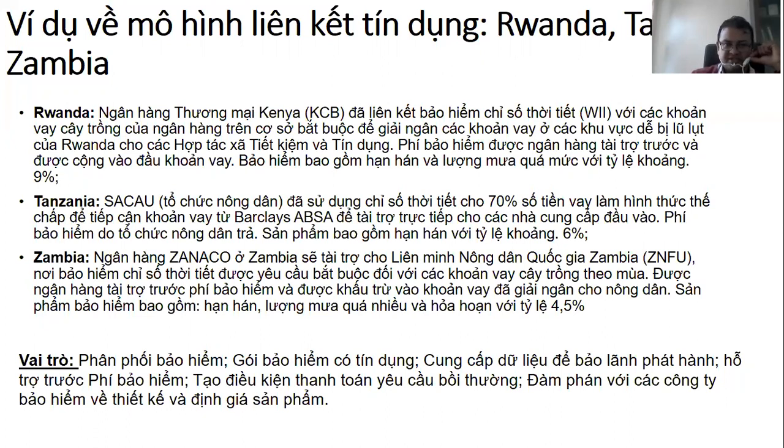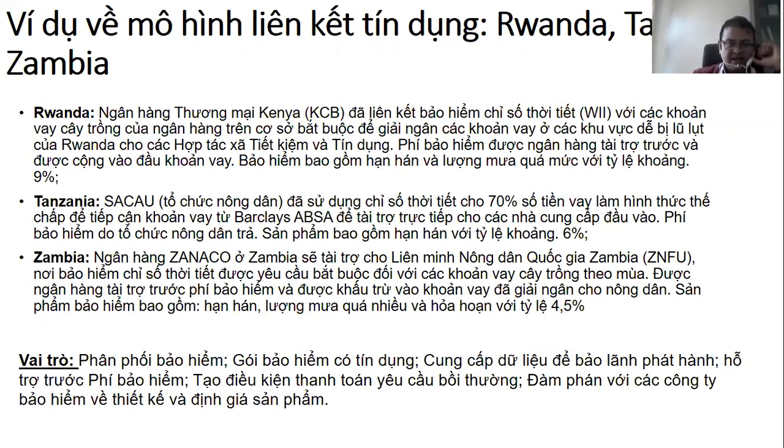So in these cases, the distribution channels, be it the banks or the farmer organizations, play a key role in the distribution of the insurance product, bundling the insurance with the agricultural loans, and supplying sufficient data for the insurance risk assessment to take place. They also play a key role in pre-financing the premiums, so paying the premiums on the farmer's behalf, facilitating the claim payouts, and negotiating with the insurance companies on the product design and pricing as well.